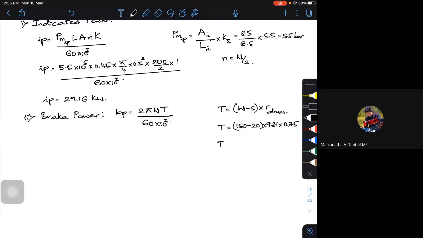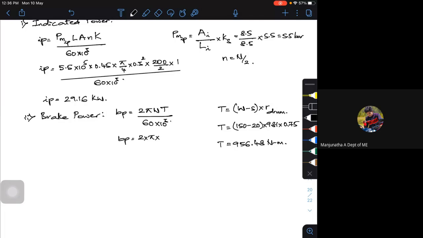Okay, I am getting around 956.475 or 48 Newton meter. So let me substitute that in your brake power. So brake power is equal to 2 into pi into, see here in brake power you are directly measuring the speed of that particular engine. Never ever try to put n by 2. Here you have to put directly the speed.